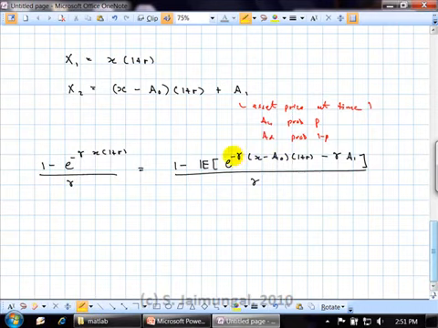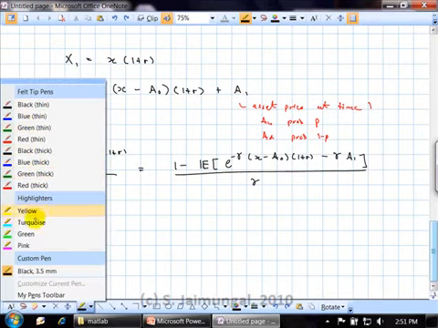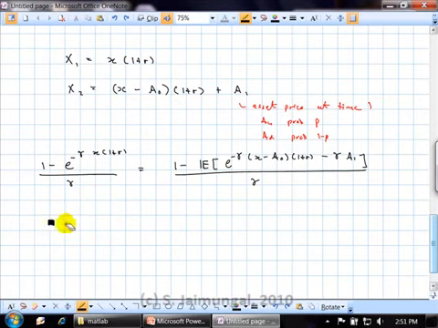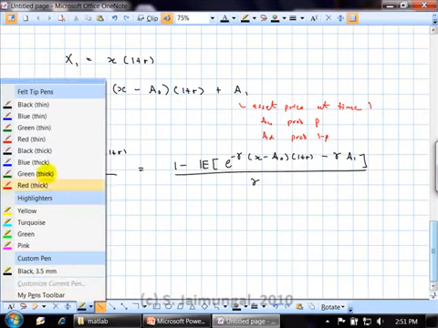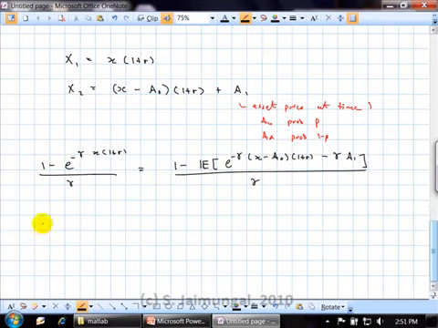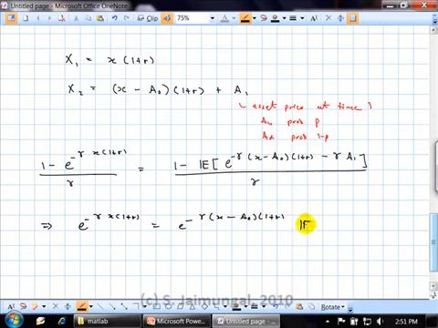Well, all of this is non-random. Right? That's not random. So that can just be pulled out of everything. I don't know what's happening here. My pen. There we go. So we have e to the negative gamma little x 1 plus r. That's e to the negative gamma little x minus a0 1 plus r. And then you have simply the expected value of e to the negative gamma a1.